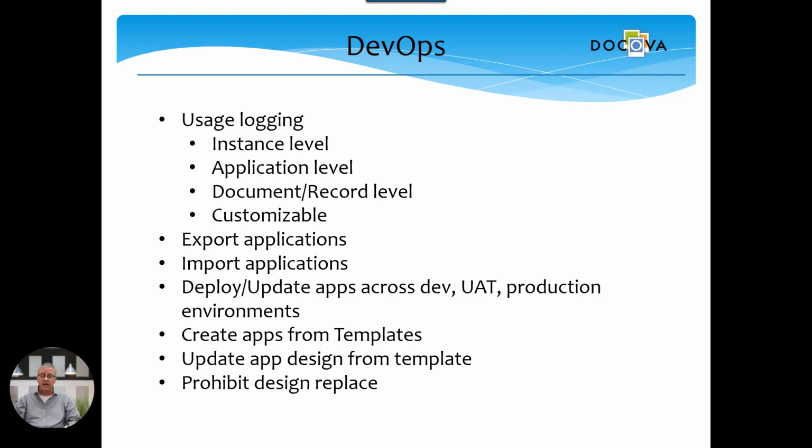And you can update the design from the template. So you can go to an application and say, update my design with whatever template I was created with, those kinds of things. And prohibit design replace. So if you created an application with a template and then you change just one thing about that application, even though it was based on that template, and you want all the other design components to remain the same, but you've changed a couple of the design components and you want to keep those, you can go into the application and say, hey, prohibit the design replace from overwriting my changes. And so you can still update with that template and still maintain the specific changes that you made. So it's very flexible that way.